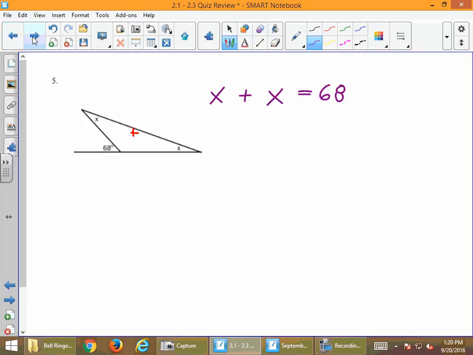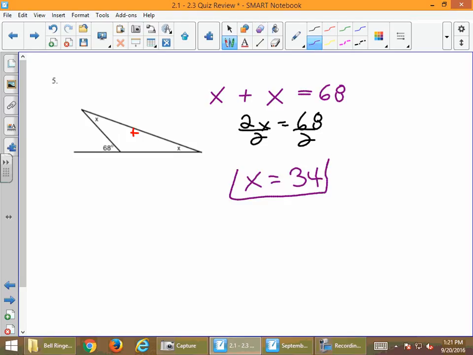Well, let's do a quick little solve. X plus x gives me 2x, which is equal to 68. Last step, divide by 2. X equals 34. Real quick, easy solve.